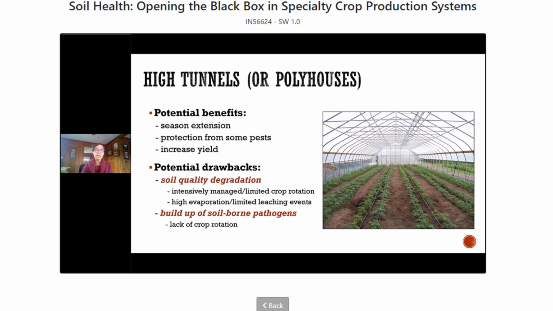These are very intensively managed systems. It's expensive real estate for farmers, and so they're growing high-value cash crops like tomato over and over again and not thinking so critically about soil health in these systems. And so potentially you can degrade the soil over time and build up soil-borne pathogens in these systems.